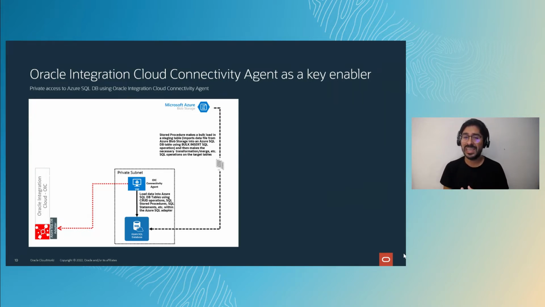The connectivity agent is the one performing the upload or the insert into that database. It's not Oracle Integration Cloud directly. The connectivity agent basically allows only outbound traffic. It doesn't allow inbound traffic. So this makes the whole end-to-end architecture more secure.